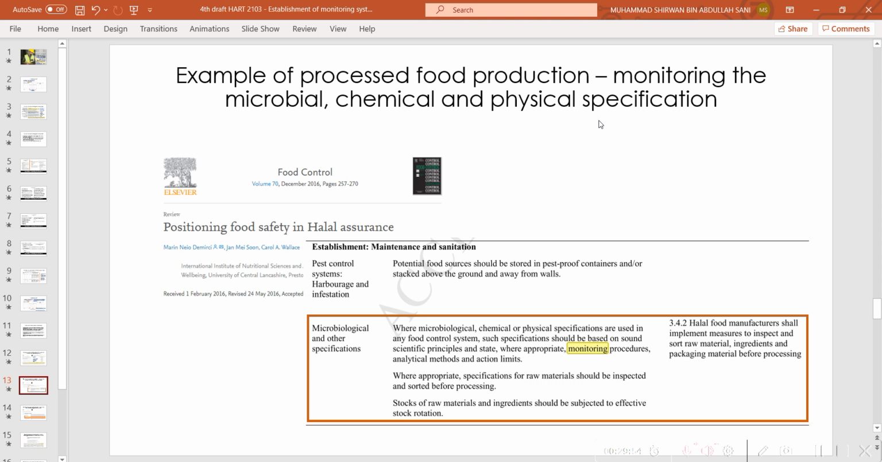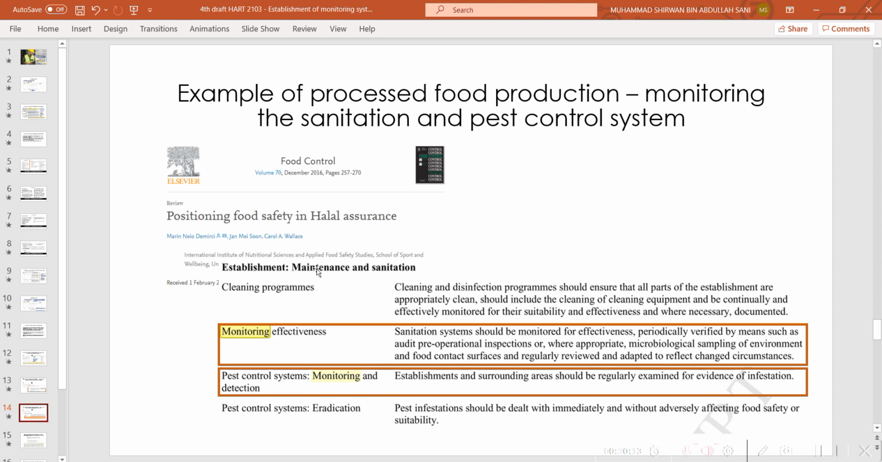So in this case, for example, you have an end product with a change in the texture and color, for example. So in this case, you need to monitor the physical texture of your product. So this is a way of monitoring as well.